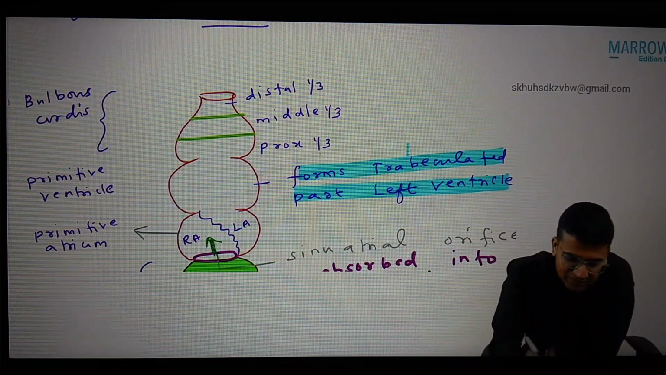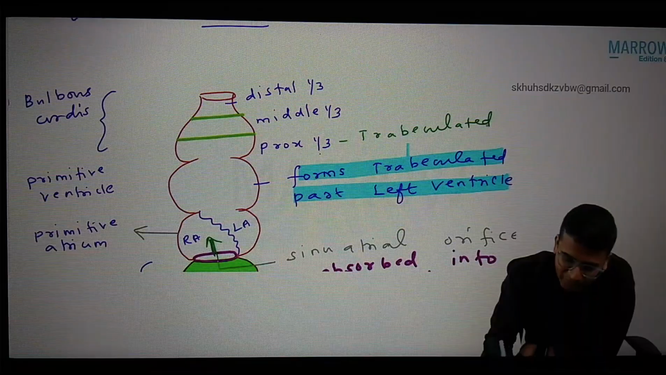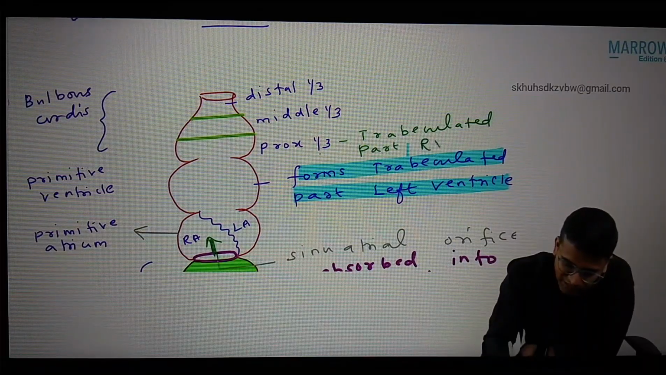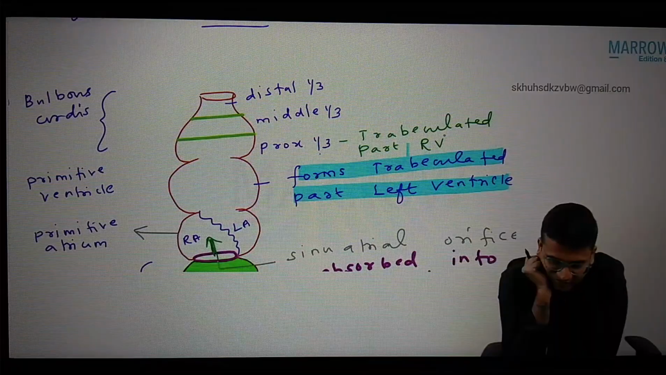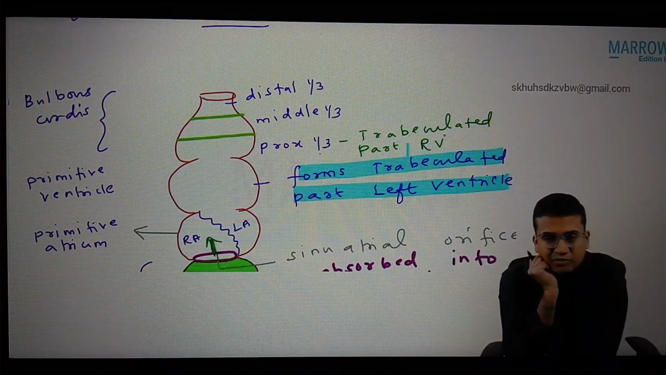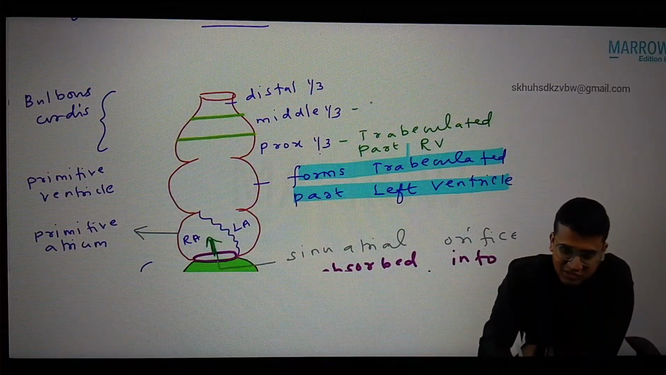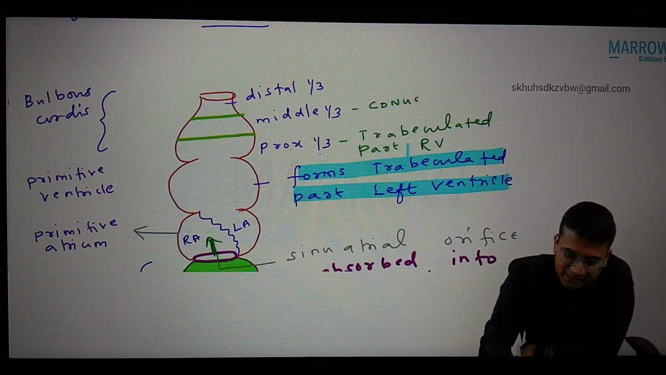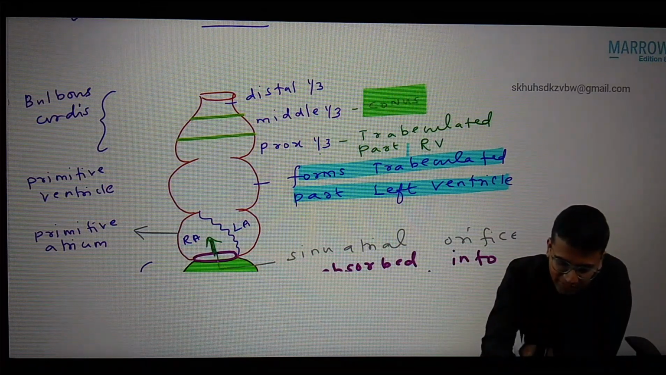Now, the proximal 1/3 of the bulbus cordis is forming the trabeculated part of the right ventricle. Okay. So, the trabeculated part of the left ventricle is coming from the primitive ventricle. The trabeculated part of the right ventricle is coming from the proximal 1/3 of the bulbus cordis. Now, the middle 1/3 of the bulbus cordis is called the conus part.